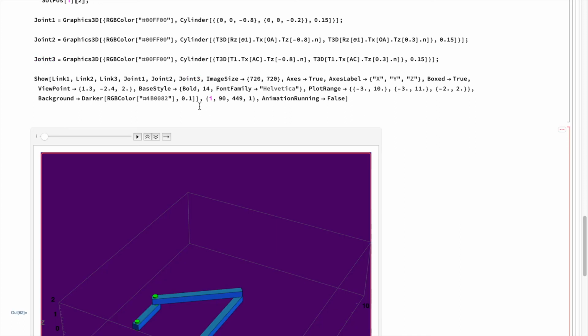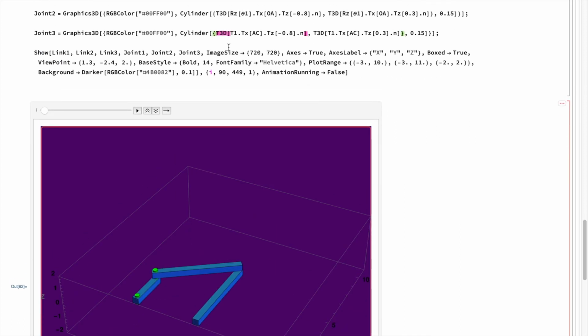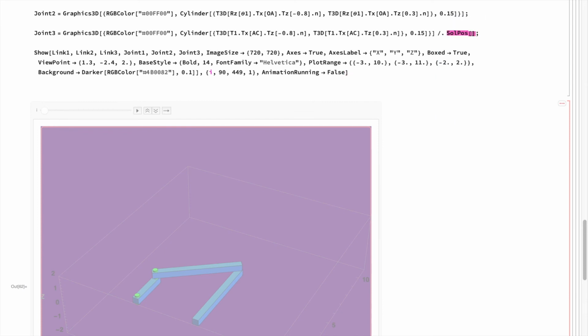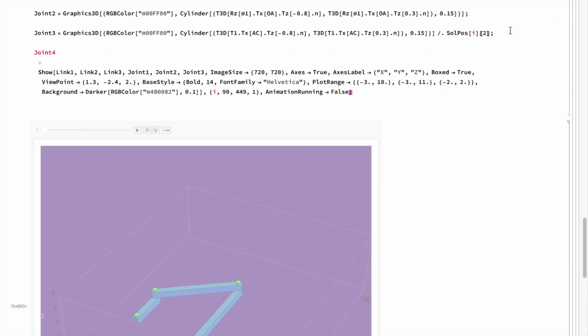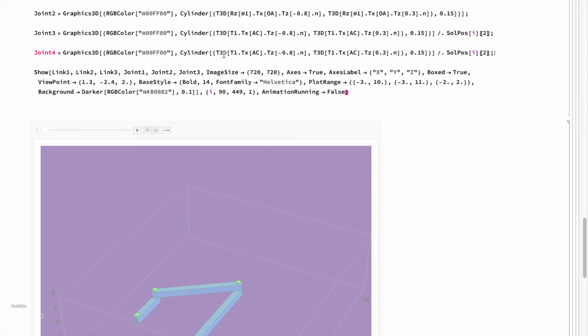Let's review again the animation. I forgot to call the solutions solve pose. Joint 4 is the fourth rotational joint as a cylinder of radius 0.15 units and whose axis passes through point B. Let's verify the animation one more time.